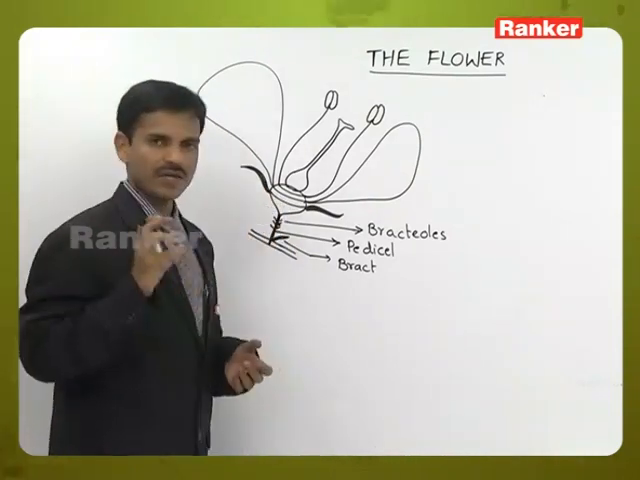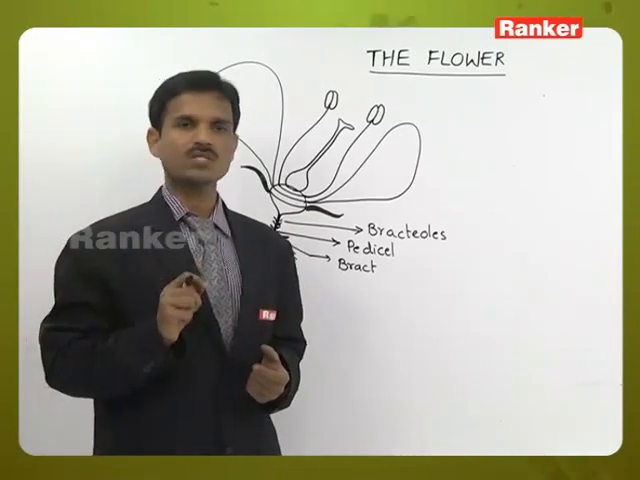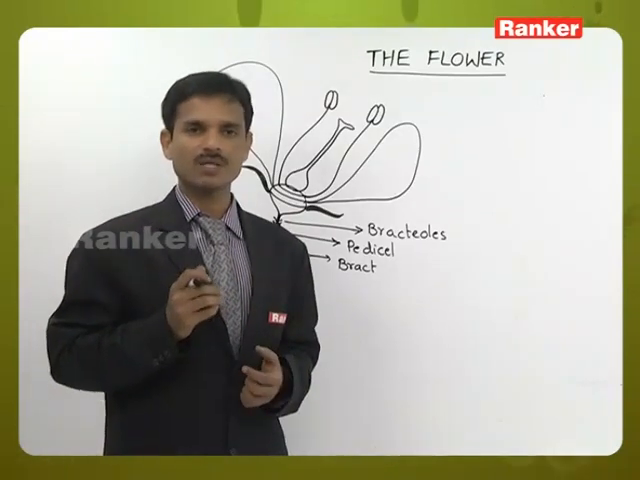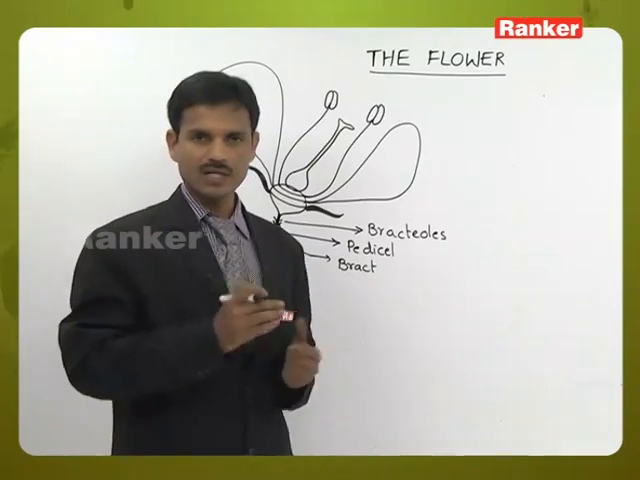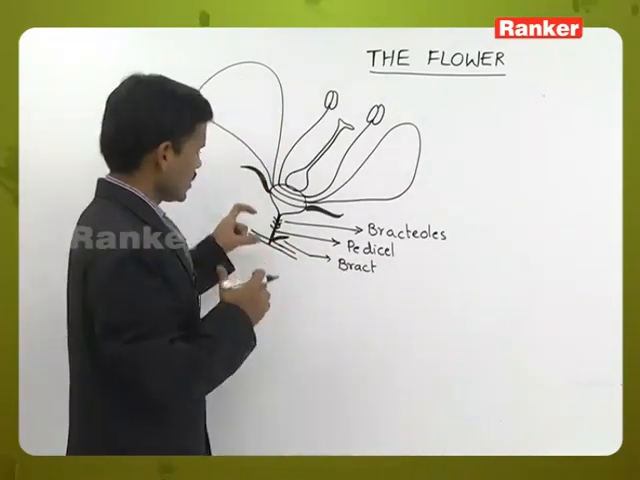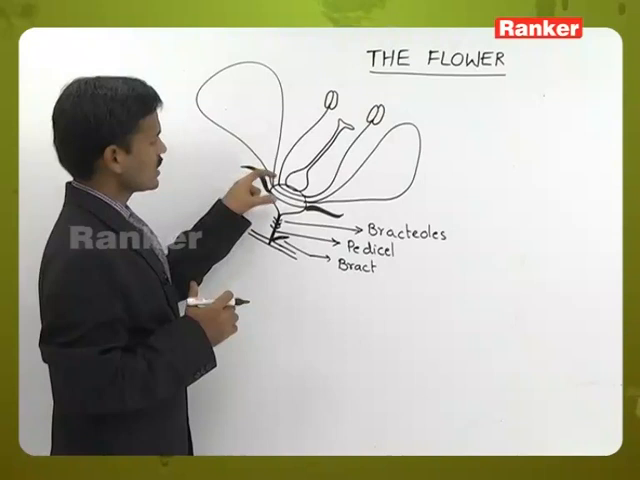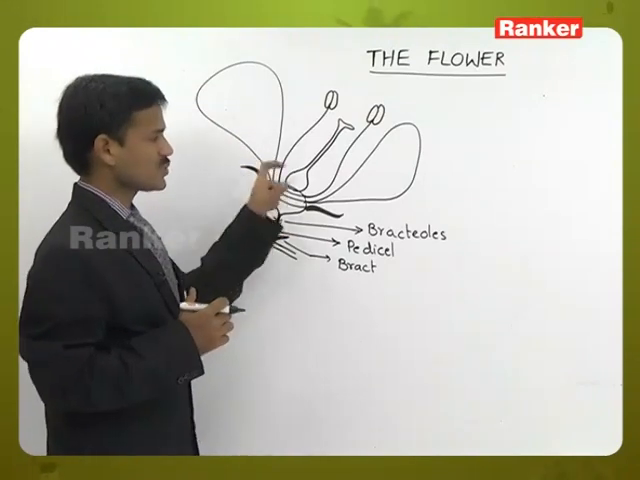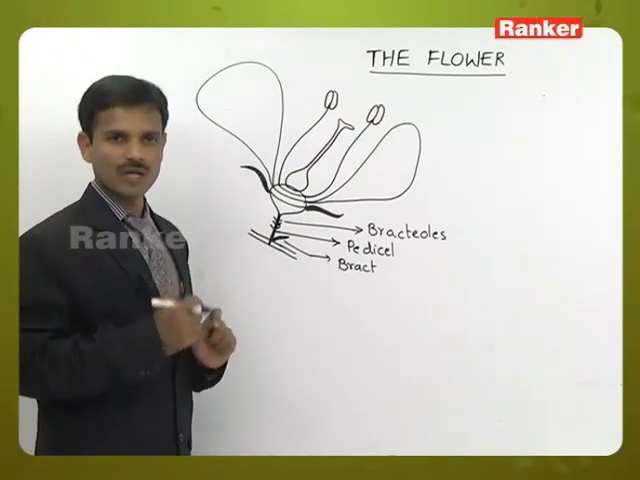So a shoot, or the stem, is having nodes and internodes. At every node some leaves are present. Here also in the flower, the nodes and internodes, here leaves are present. So these leaves are called as floral leaves.